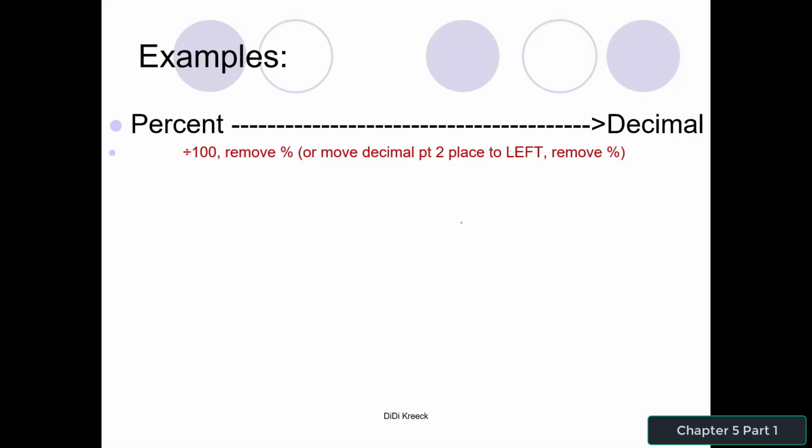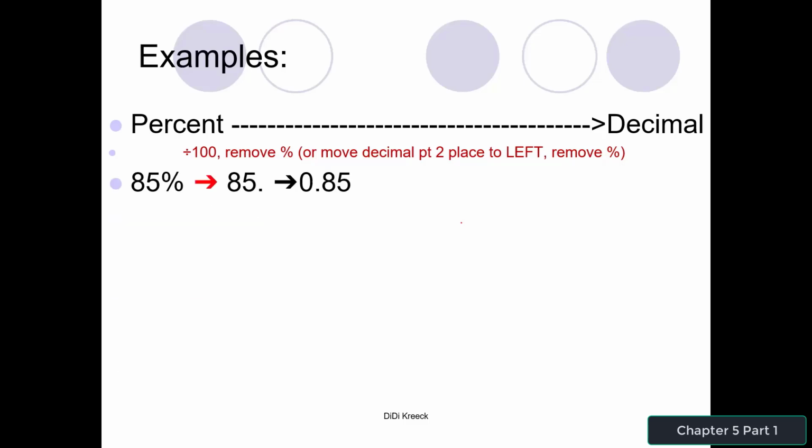And know that to convert percent to decimal, simply divide that percentage number by 100, and then remove the percent symbol. Or if you remember, dividing by 100 is dividing by a power of 10, you could use the shortcut, moving the decimal point 2 places to the left, and then remove the percent symbol. So either way, just pick one that you feel more comfortable with.